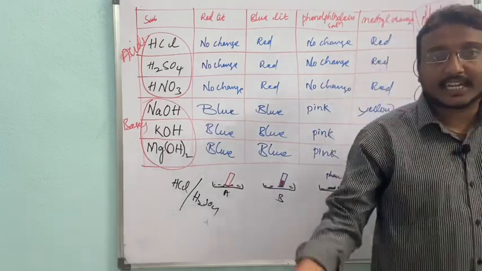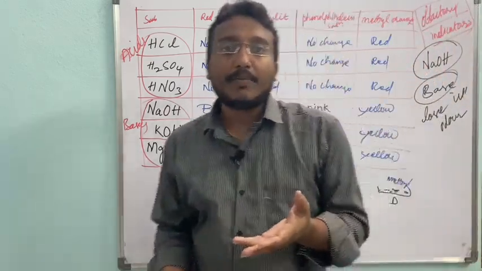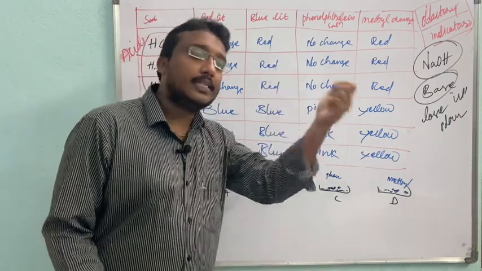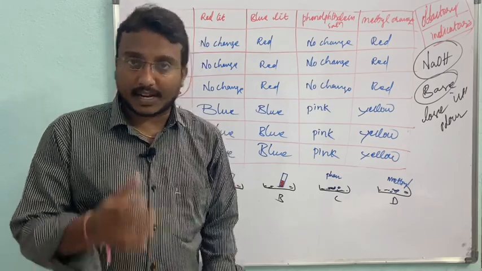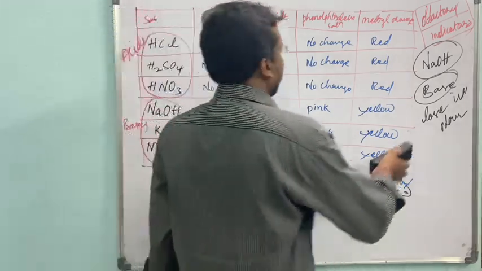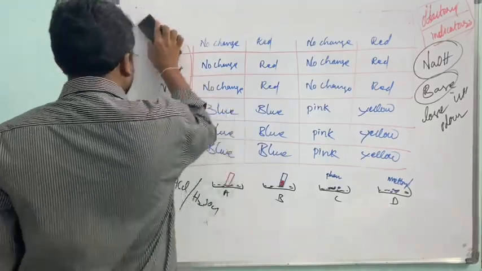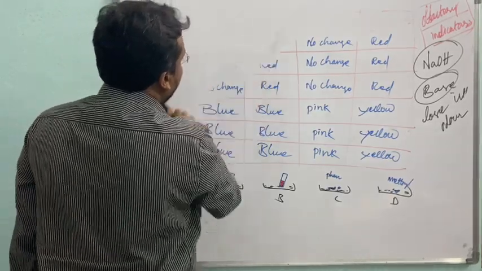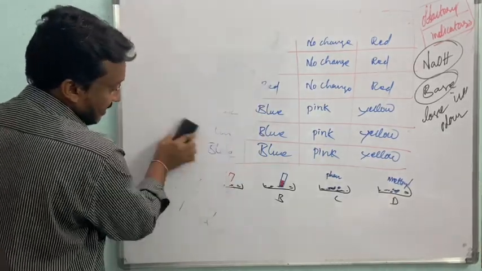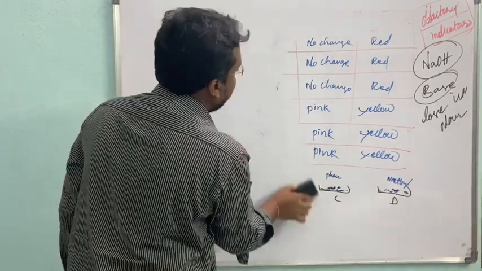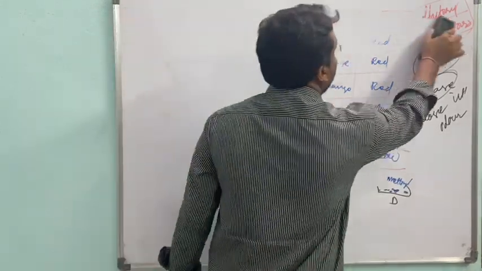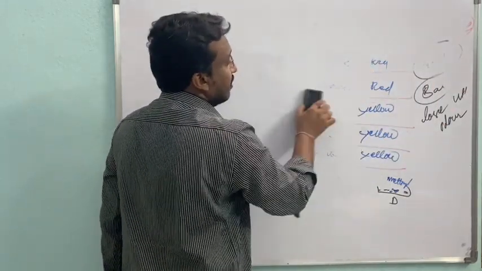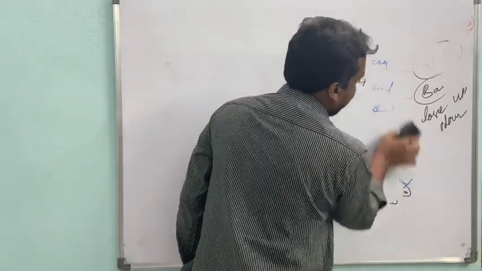Finally, we came to know what an indicator is: the indicators help us to test whether the given substance is acidic or basic in nature. Got it? And here we are going to discuss one simple question. Why can't we preserve sour substances or pickles in copper or bronze containers? We are going to find the answer.